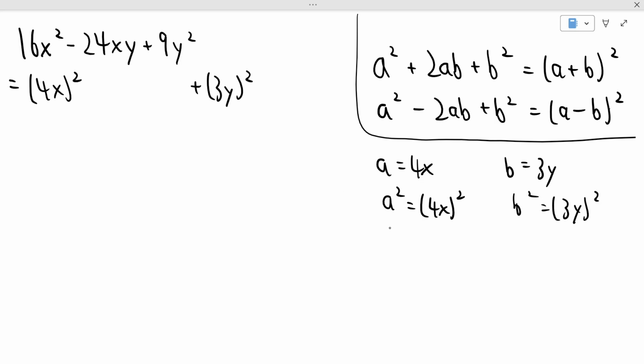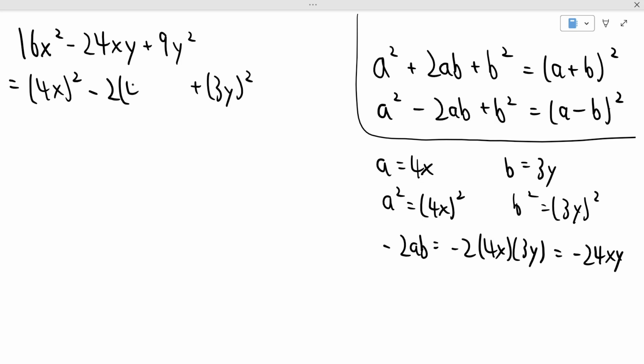So now we need to figure out what our minus 2ab term is. Minus 2ab is simply minus 2 times 4x times 3y, which is equal to minus 24xy. And we'll notice that this is the same as the second term in our expression, so we can rewrite minus 24xy as minus 2 times 4x times 3y.